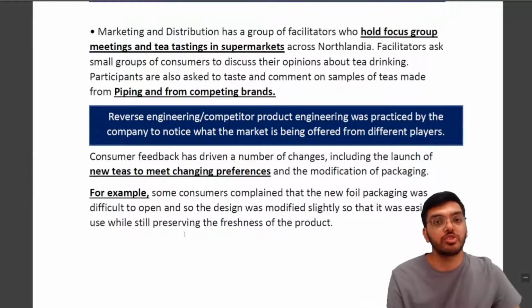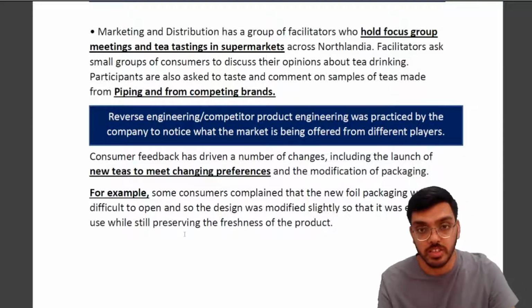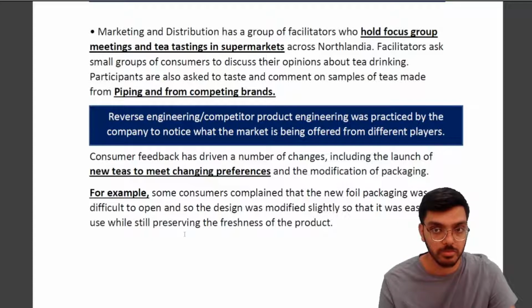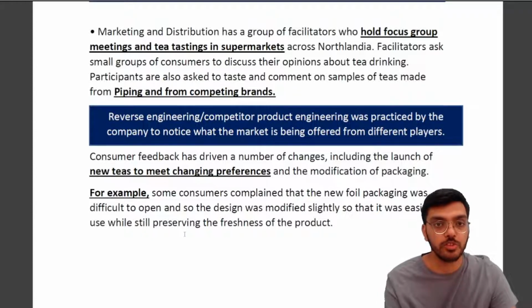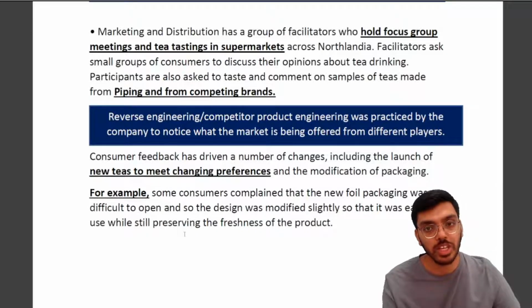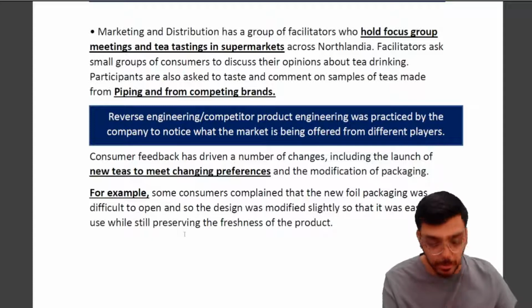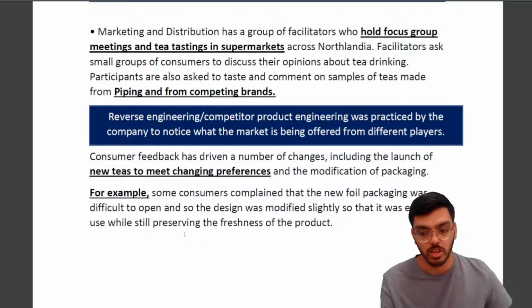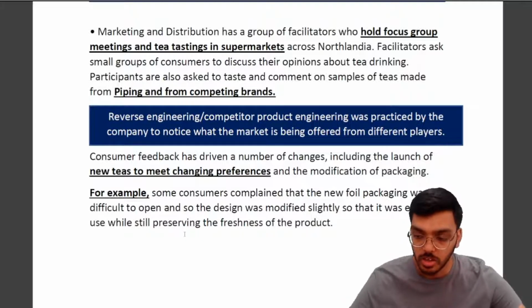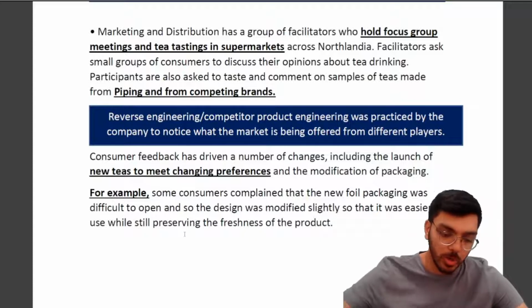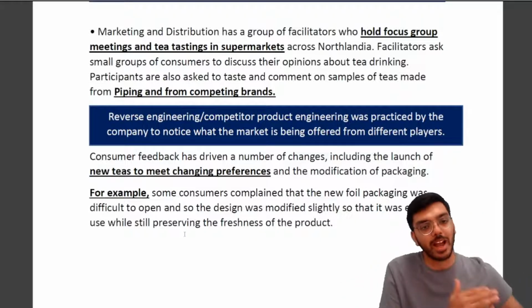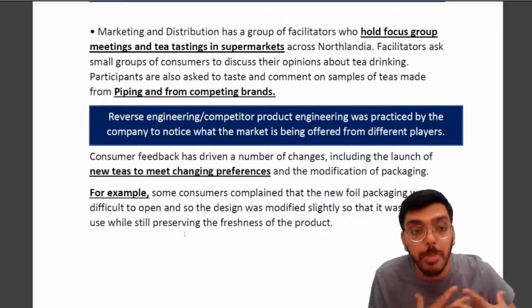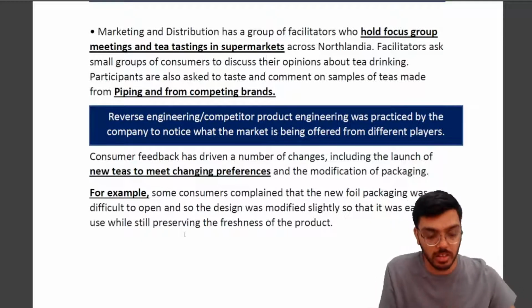Next, marketing and distribution is a group of facilitators who hold focus group meetings and tea tastings in supermarkets across Northlandia. Facilitators ask small groups of consumers to discuss their opinions about tea drinking. Participants are also asked to taste and comment on samples of teas that are made from piping and from other brands. So we are trying to encourage reverse engineering here, or competitor product engineering here. Which means we are trying to look at what a competitor's product is, break it down backward to see what they're offering and how we can be better than them.